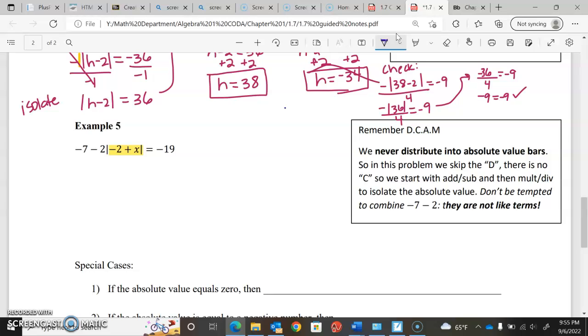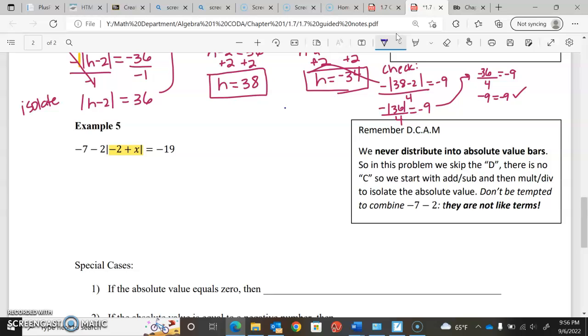So think of this just as one entire quantity that we want to get by itself, and it's being multiplied out front by a 2. Okay, so we're going to be using our inverse operations. We're not distributing. There's also no like terms. It may look like we can do -7 minus 2, but again, we can't do that. Those are not like terms because the -2 is being multiplied by the absolute value. So those are attached to each other.